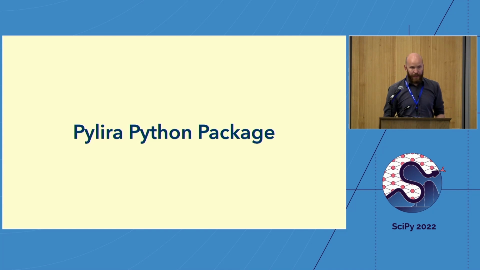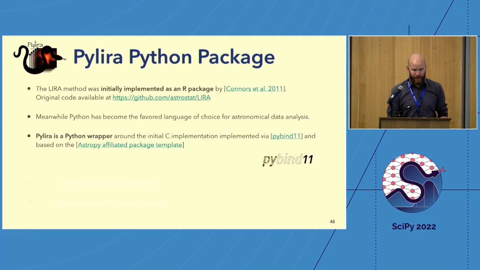Okay, this is the LIRA method. This was actually implemented originally as an R package in 2011. The original code is still available. But meanwhile, Python has become basically the favorite language of choice for astronomical data analysis, and I decided to, let's say, revive this package and write a Python wrapper for it.